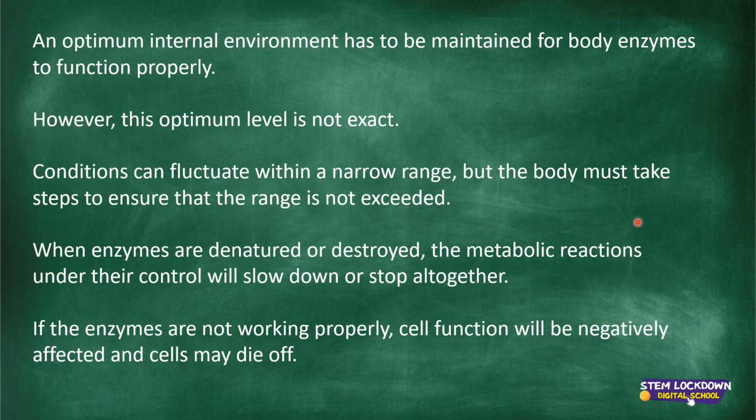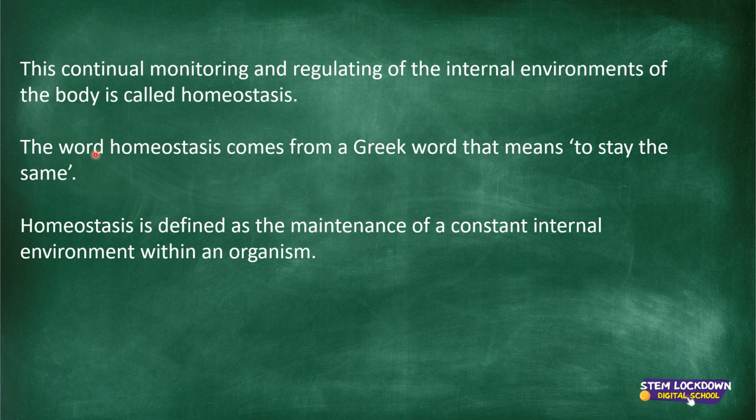The same applies for enzymes involved in metabolic reactions or in various other types of reactions in the body. If the enzymes are not working properly, the cell function will be negatively affected and the cells may die off. If the cells die off, it means even the tissues are affected, even the organs are affected. So it is very, very bad for your body. That is why homeostasis is so important.